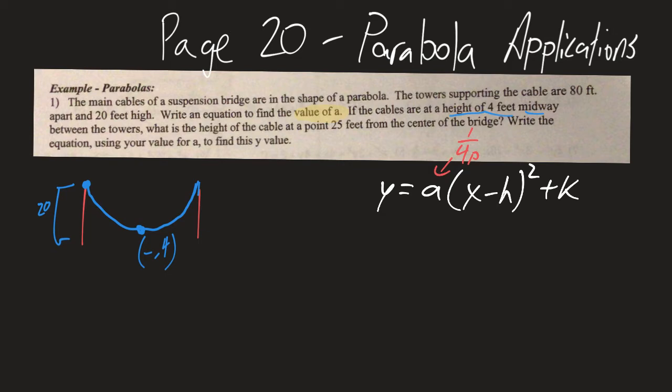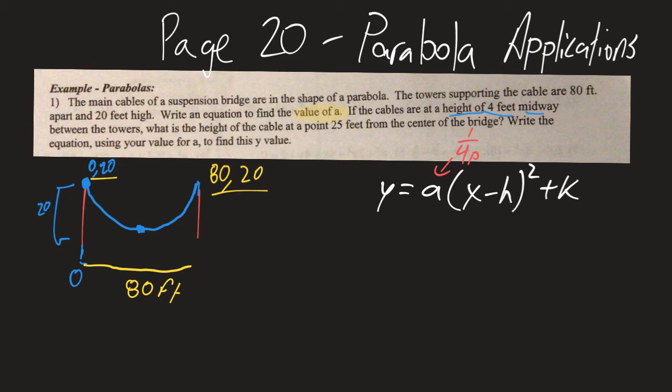And the easiest place to start is from these endpoints. We know that at the endpoints we have a height of 20, and I'm just going to go ahead and call this endpoint 0, right? So this point right here on my parabola is (0, 20). And my other endpoint is 80 feet away. So if I go 80 feet across from here, I end up at another point, which is going to be (80, 20). So you can see the two towers are at (0, 20) and (80, 20).